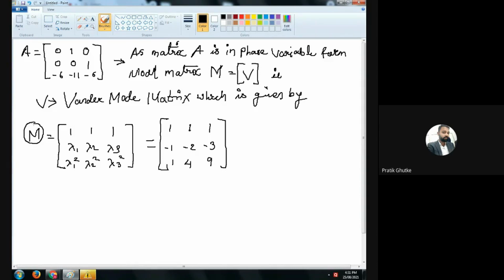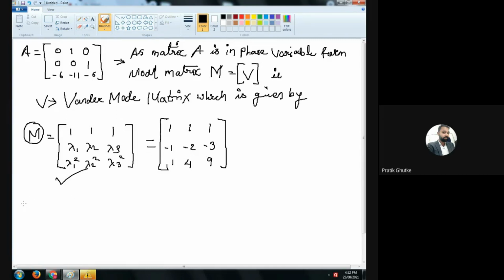We have calculated the M matrix. It is written in Vandermonde form. So what is the Vandermonde form? In the first row there would be 1, in the next row lambda 1, lambda 2, lambda 3. What are these lambda 1, lambda 2, lambda 3? These are your eigenvalues. And in the third row lambda 1 square, lambda 2 square, and lambda 3 square. As I have the eigenvalues minus 1, minus 2, and minus 3, I am replacing all these lambda values in this M matrix.